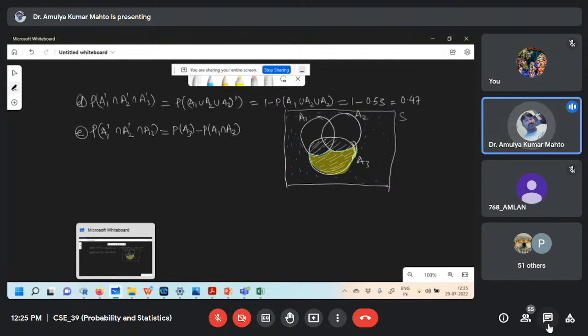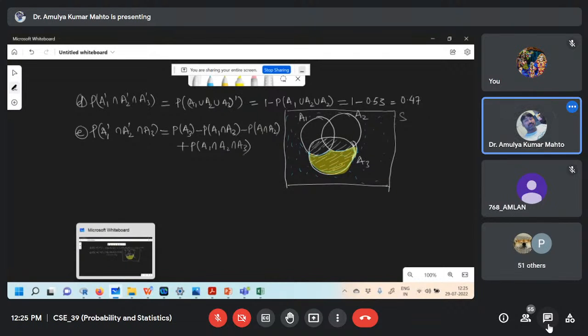A3. So this part is excluded from A3. Similarly, if I take A2 intersection A3, this part is excluded. So minus probability of A1 intersection A2, this part is excluded. But this middle part, the common part, is being excluded in this intersection also and in this intersection also. So it is being excluded 2 times. So I have to add 1 time. That is probability of A1 intersection A2 intersection A3. So this is denoting this yellow shaded region.